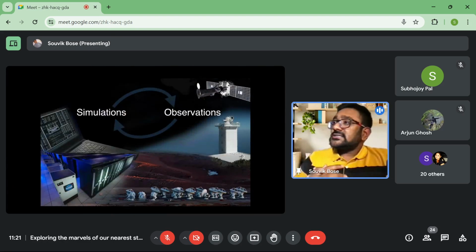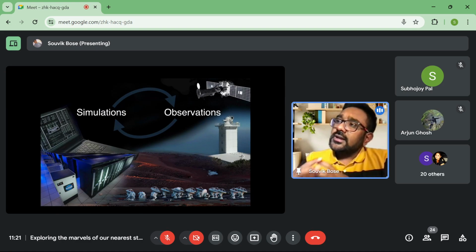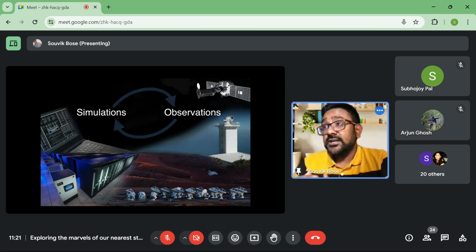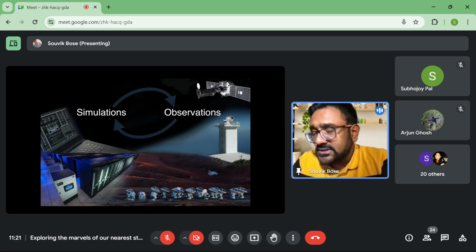In addition to all these observations, which are of course of very high quality, in order to truly understand what's going on in the sun, because you saw the sun is so dynamic, we also make use of a lot of simulations, or numerical simulations, basically computer simulations.